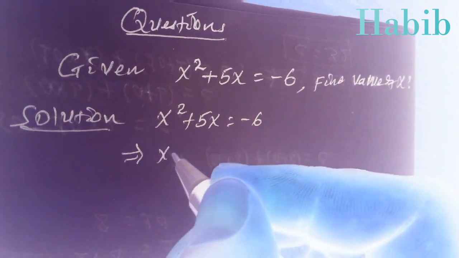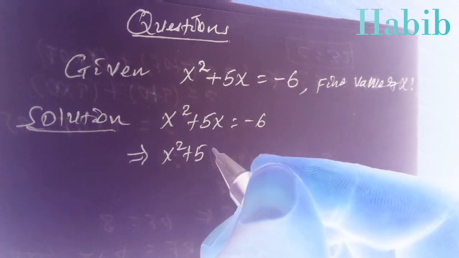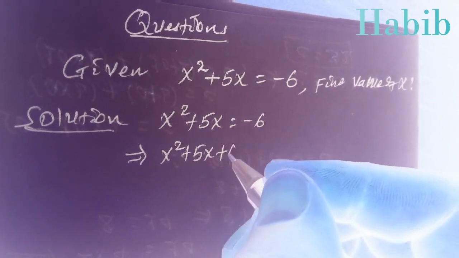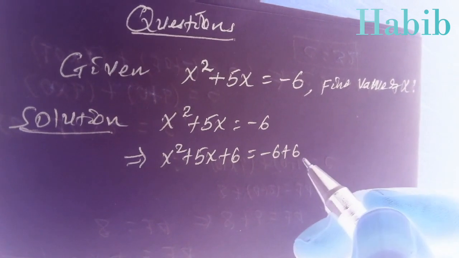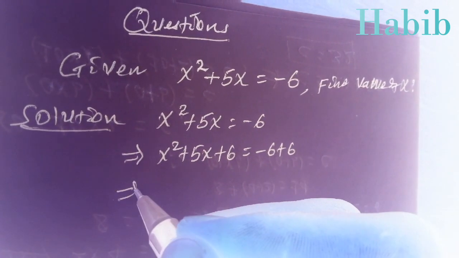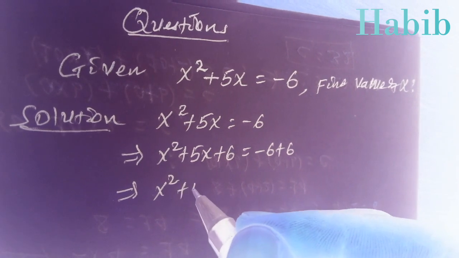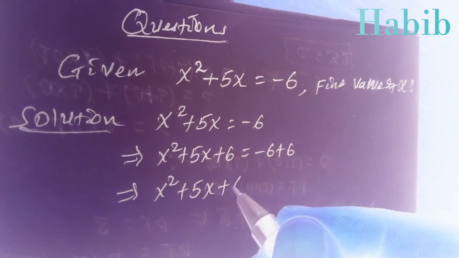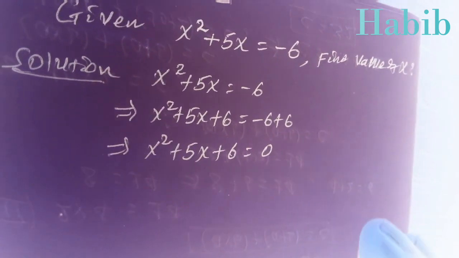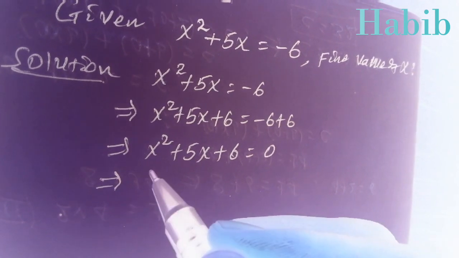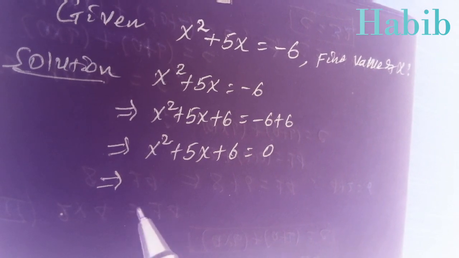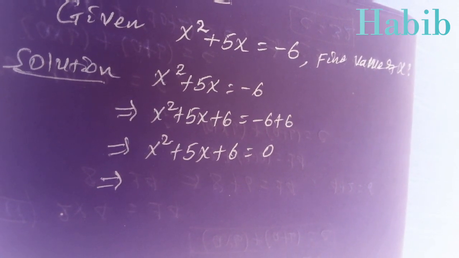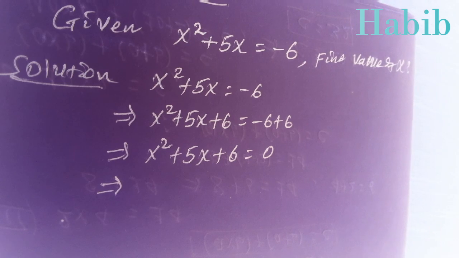Therefore, you can rewrite it as x squared plus 5x by adding 6 and minus 6 plus 6 on both sides, in order to collect the constant term on the left hand side. This becomes x squared plus 5x plus 6 equals 0. This becomes our equation, our formula of a quadratic equation: x squared plus bx plus c.